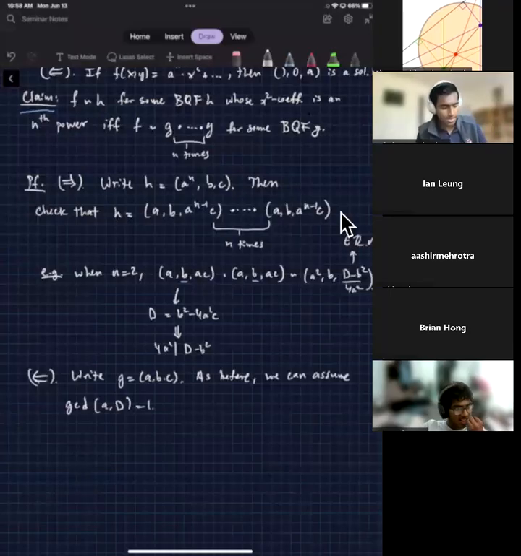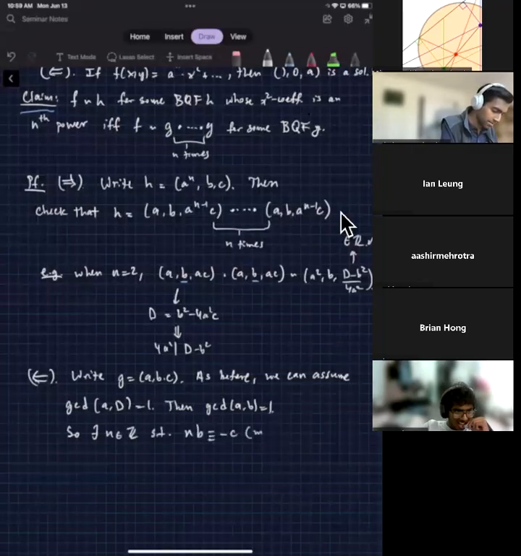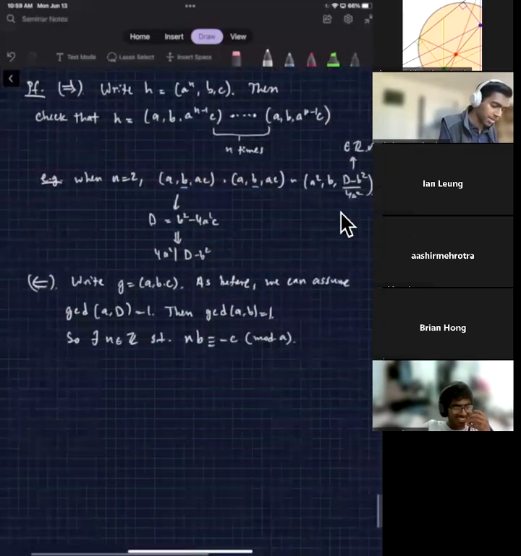Remember, we had a proposition that said that you could always arrange for the first coefficient to be coprime to any number you want. Well, we are arranging it now to be coprime to the discriminant. Then the GCD of A and B has to be 1, because if A and B had a common factor, that would divide the discriminant. So there exists some integer n such that nB is congruent to any number we want modulo A, and so we can make it congruent to minus C. That follows because B is coprime to A.